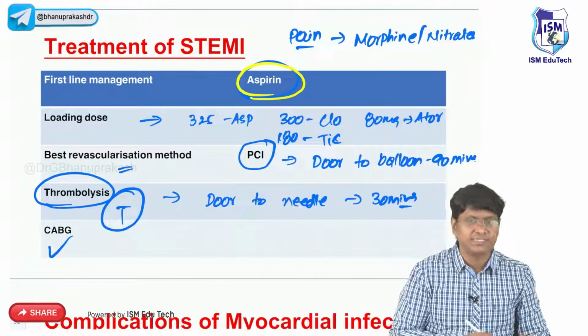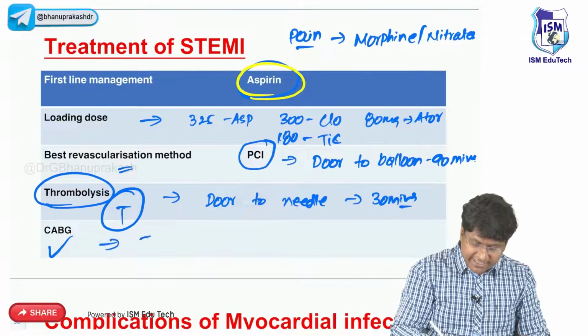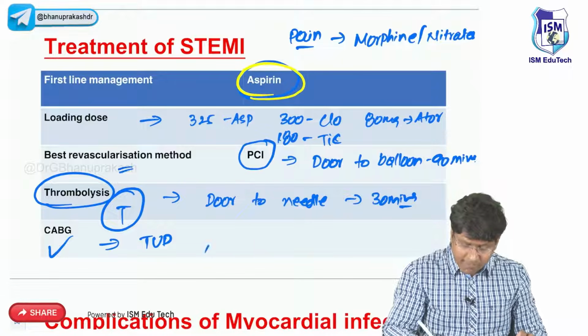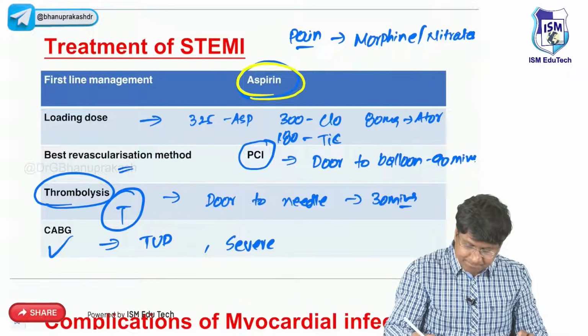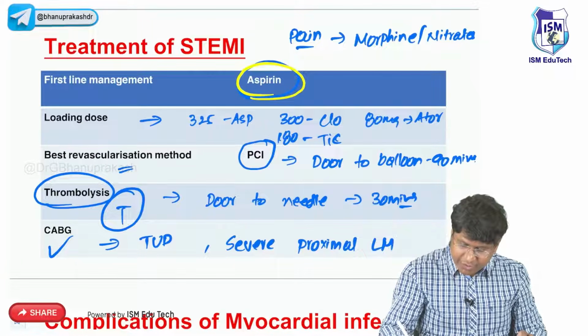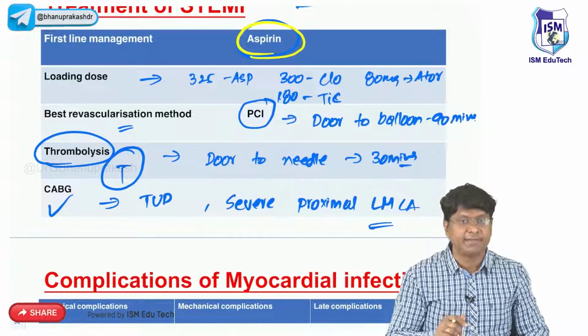Then the next is your CABG, coronary artery bypass graft. Coronary artery bypass graft is preferably done when the patient has triple vessel disease on coronary angiogram, or when there is severe proximal left main coronary artery stenosis. That is also the indication for the coronary artery bypass graft.